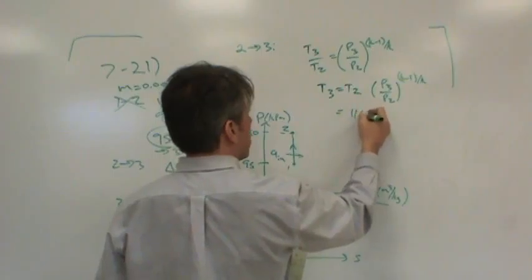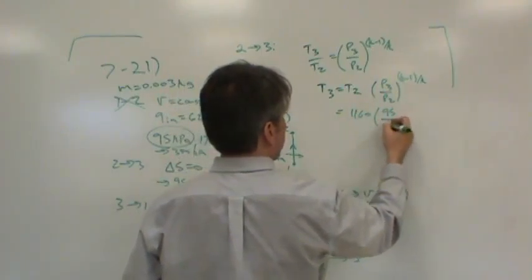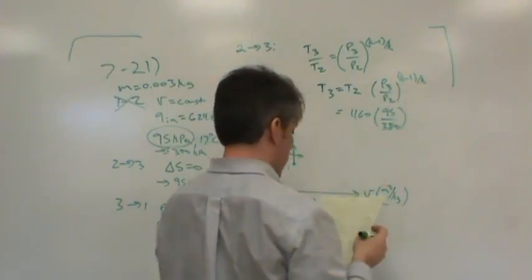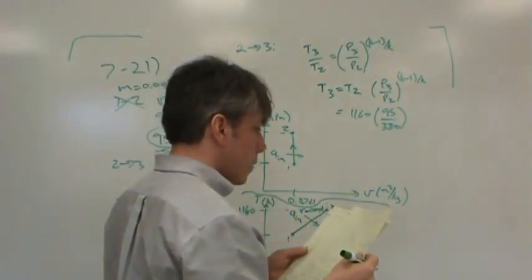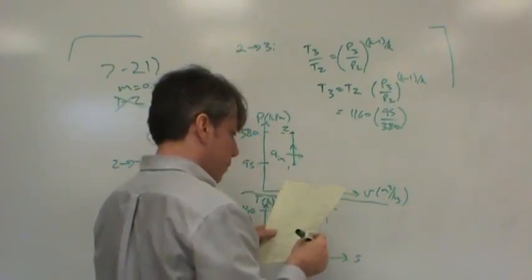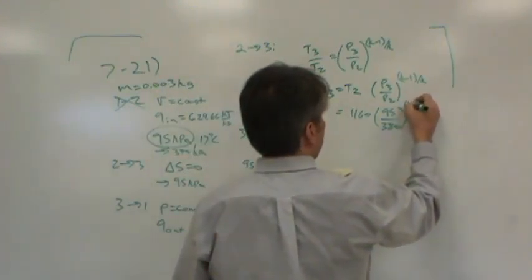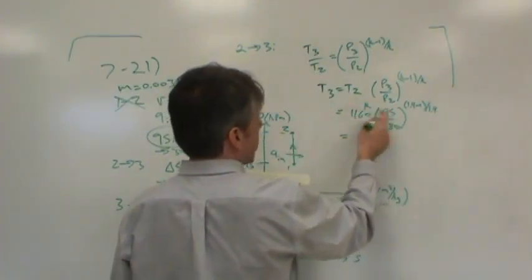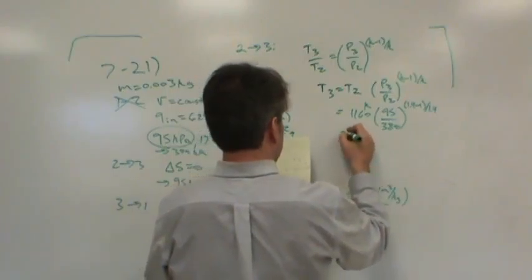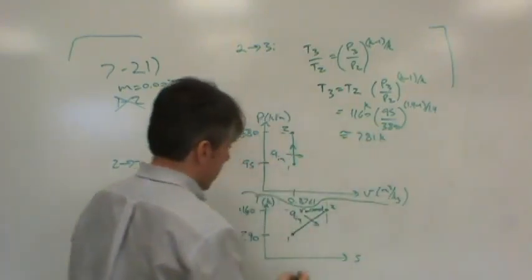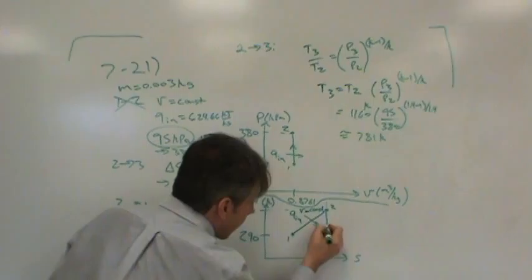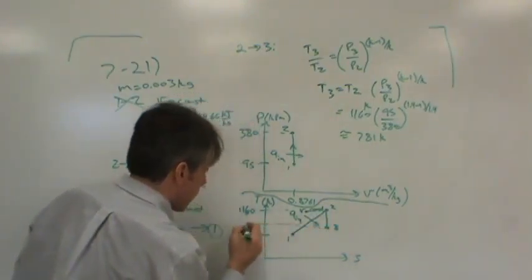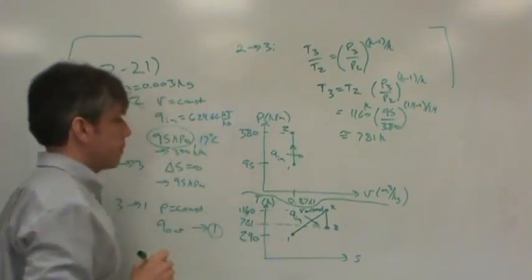T2, 1160, P3, 95, P2, 380 kilopascals, and K for what is this? Is this air? Yeah, it's air. So K is 1.4. So to the power of 1.4 less 1 over 1.4. Now, I'm sorry, I should have put Kelvin in there for the temperature. Anyway, the final temperature here is about 781 Kelvin. Whew, thank goodness, I get to go down. So there's state 3. And my drawing's not real good, but there you go.